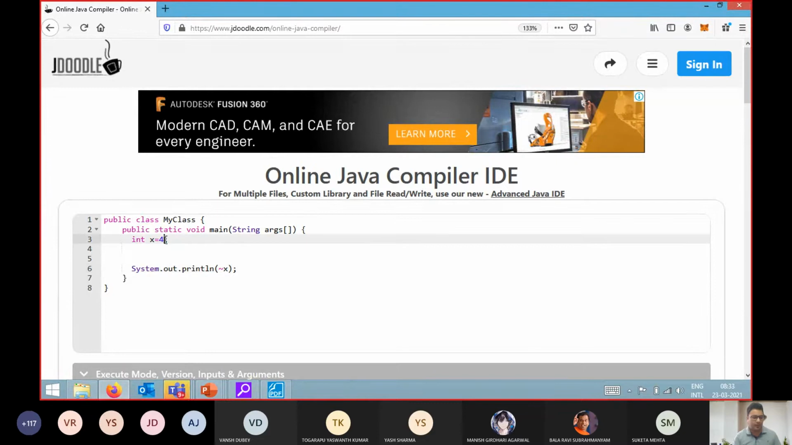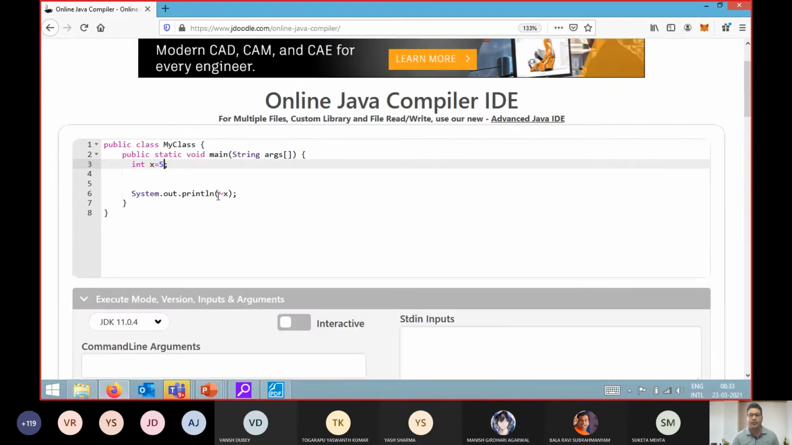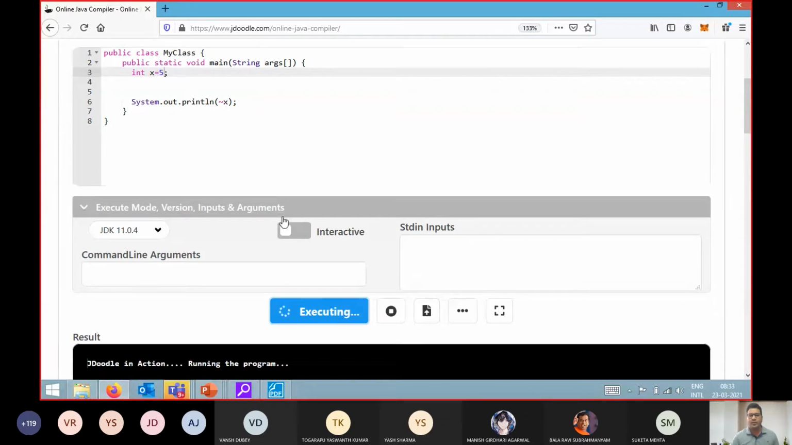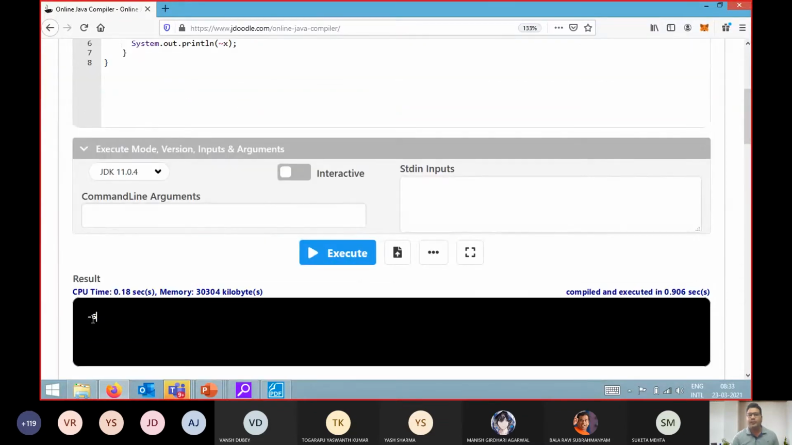On this, let's take 5 instead of 4. Let's take 5 because 2 bits will be there in your 5. So if we are going to execute this code, what output are we getting? We are getting the output -6.